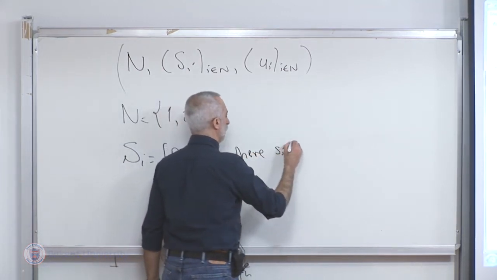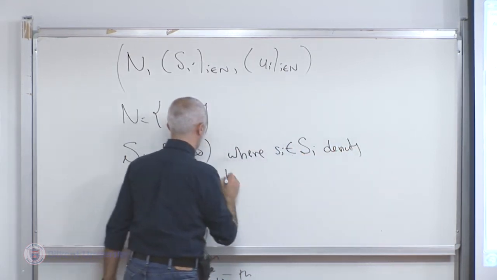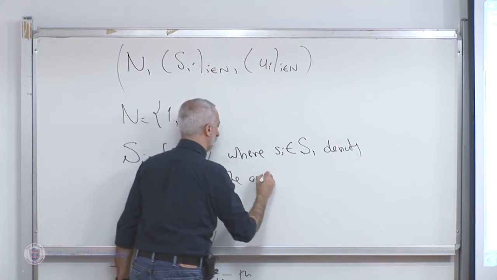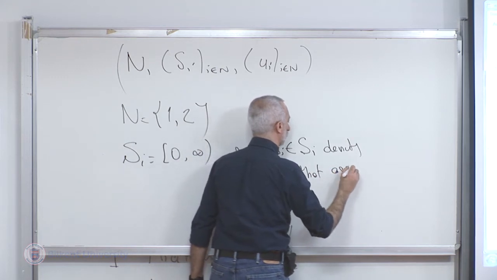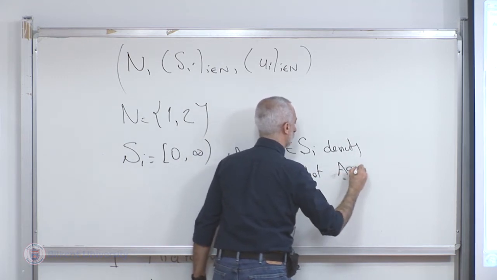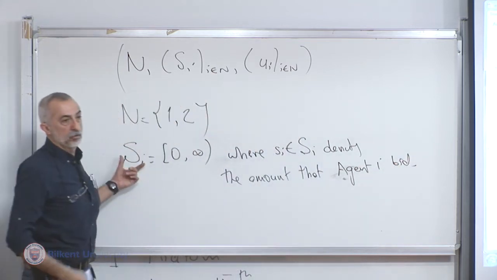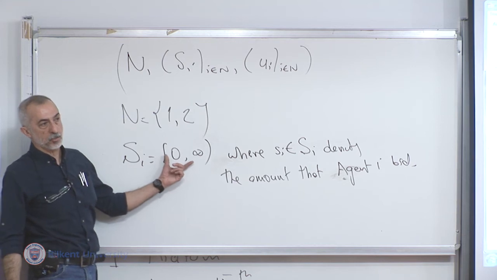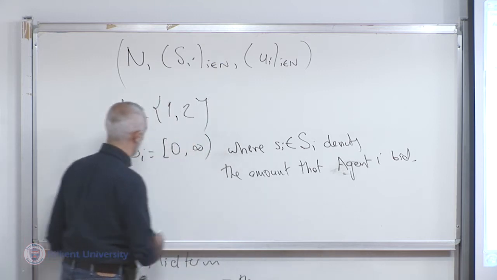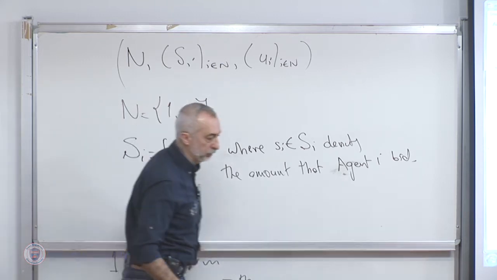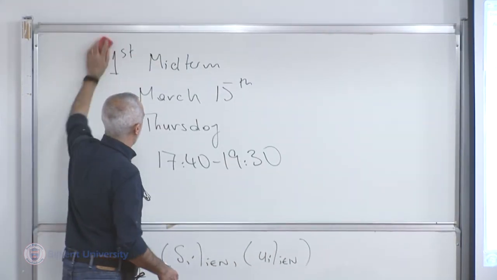Where capital Si denotes the amount that agent i bid. Always explain what these mathematical objects correspond to. So these were the easy steps. Now we have to write the numerical representation of the preferences.